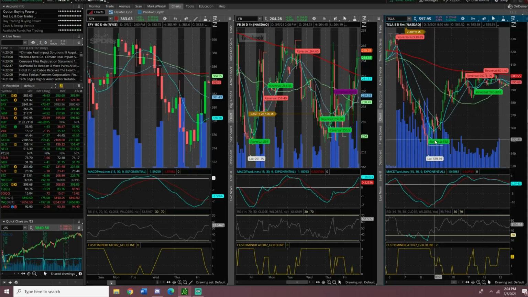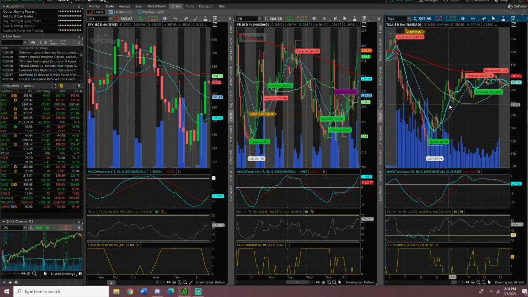So I took this based off of the 580 break, and I was looking to take profit around 595. I took something out of the money. Again, this is an extremely risky play. I don't really do these kinds of plays too often, but it was a $600 strike, and I ended up taking profit around 590 to 592.